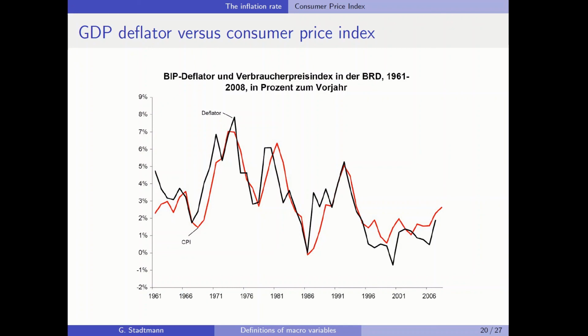Furthermore, some goods which are consumed in the German economy are not produced in the German economy. For example, Barbies. Barbies are produced in China, and therefore Chinese price fluctuations affect the German consumer price index, but they don't affect the German GDP deflator. So let's sum up: a very high correlation between the two inflation rates, but sometimes there is a smaller difference.